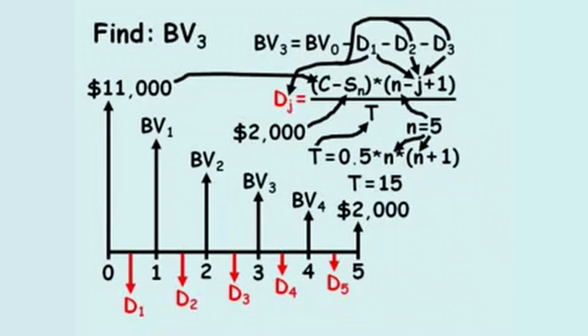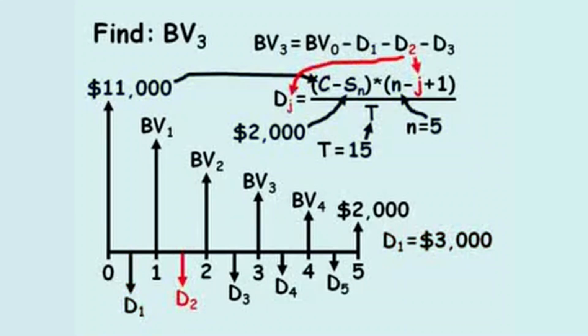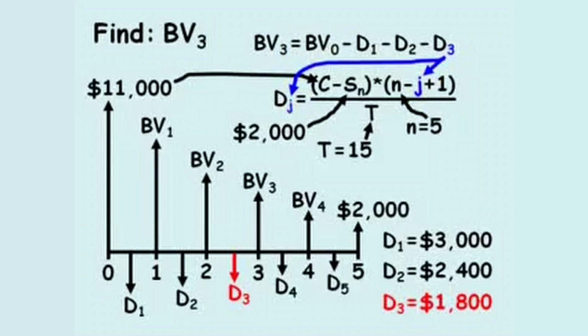We'll first compute the depreciation over the asset's first year, D1, and after plugging in the appropriate values, D1 equals $3,000. To compute D2, we only need to change variable j to equal 2, and D2 equals $2,400. And to compute the depreciation during the third year, we'll set j equal to 3, and we get D3 equals $1,800.